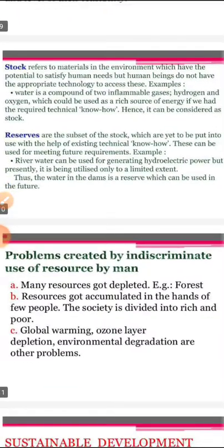The next one, that is reserve. A reserve is a part of a stock which can be put into use with the help of existing technical know-how, but the community is not utilizing it, and this type of resource has been kept for future use. So this type of resource can be termed as reserve.